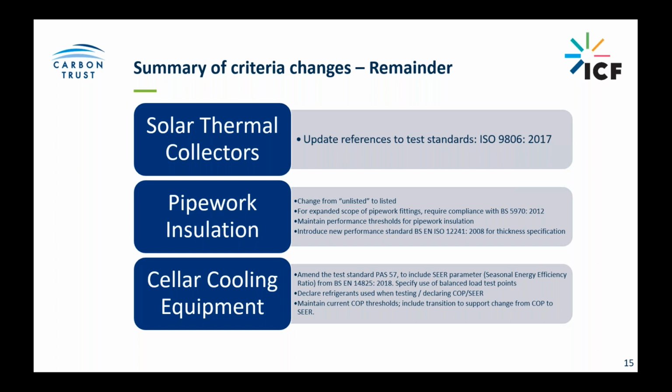On cellar cooling equipment, we have amended the test standard, which was PAS 57. We've included an addendum to introduce a new parameter, seasonal energy efficiency ratio. This was in partnership with the industry. And we have introduced a requirement to declare the refrigerants that are used when testing. So that's an information requirement. The current thresholds remain unchanged for COP, and we will now enter into a transition period to support the change from COP to SEER over the life of this next review. So basically maintaining 2 performance parameters as we transition. Next slide, please.